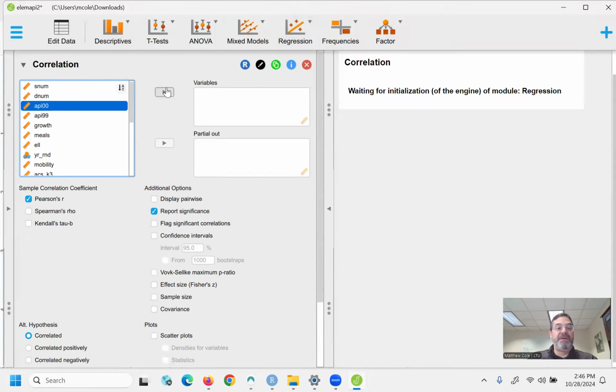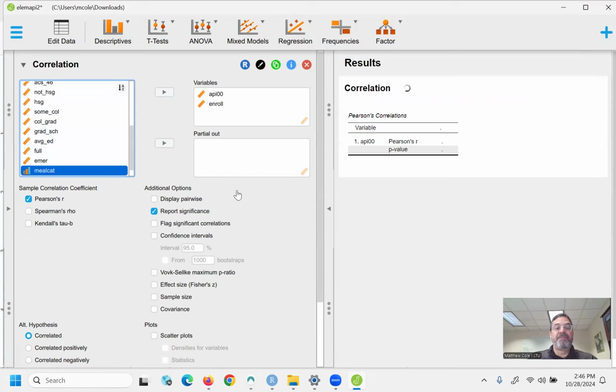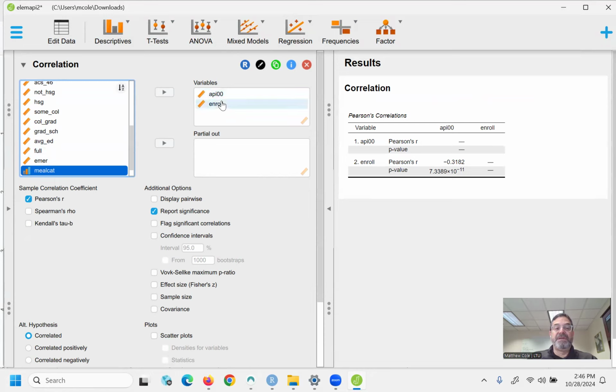And let's put API in there, and let's put enroll. All right, so whatever we put in here, what correlation is going to do is look at the correlation between all the possible pairs. And we're going to get into multiple correlation in the next lecture. So let's just keep it simple for now.